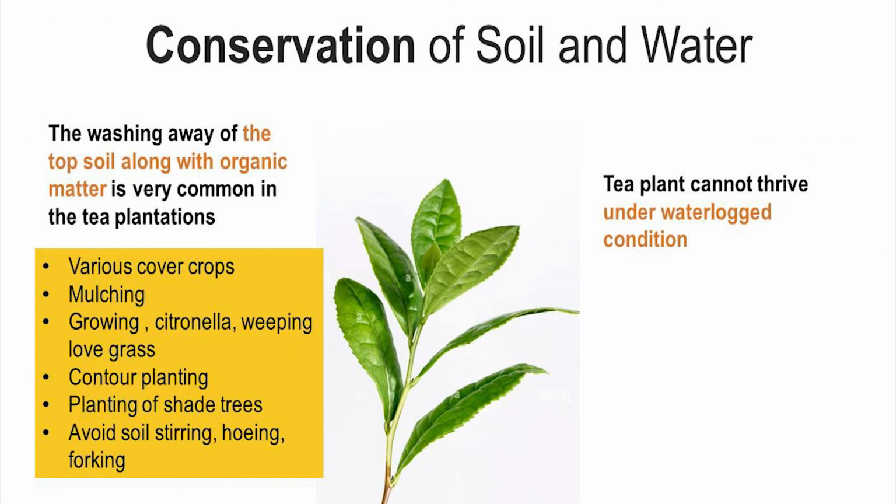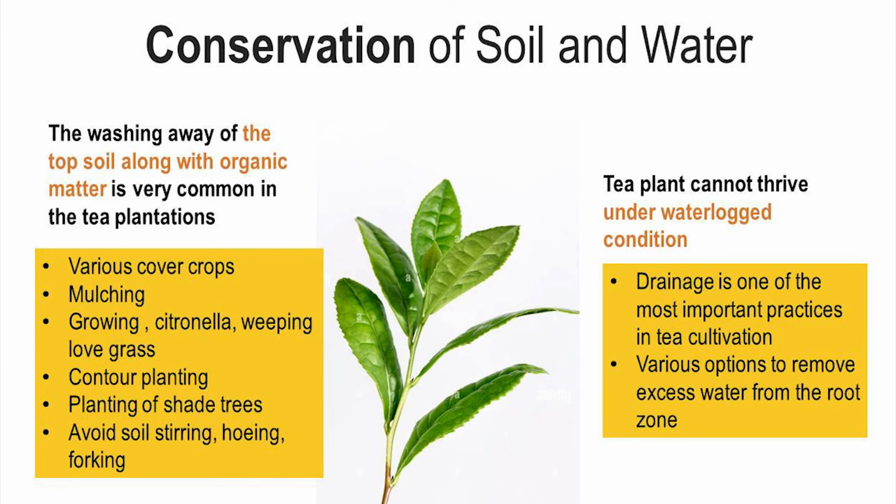Similarly, you cannot have a good tea plantation if you have a waterlogged area. If you have waterlogged conditions, then the tea plant cannot thrive. So ideally, you should have a proper drainage mechanism in the area, which is important for tea cultivation. And if you adopt different methods for draining the excess water from the root zone of the tea bushes, then you can have a good tea plantation and tea growth. So adopting proper methods for conservation of soil and water is essential for commercial tea cultivation.